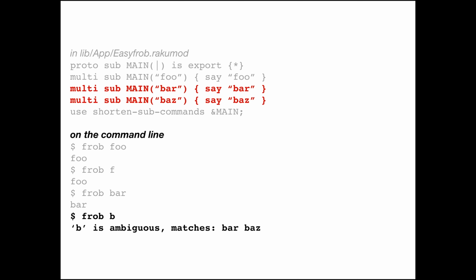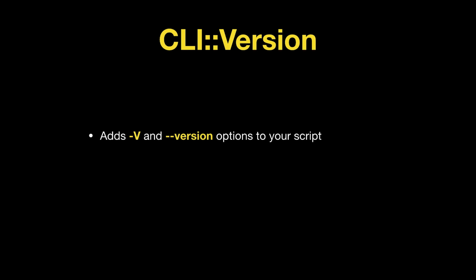So if you have a very extensive script with a lot of subcommands, think Zef, think the ecosystem script that you can use for introspection into the ecosystem, it basically uses this module, so you can actually have shorter subcommands. The next one we're going to look at is CLI version.